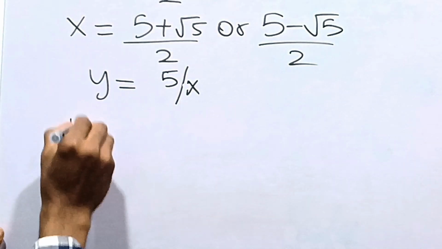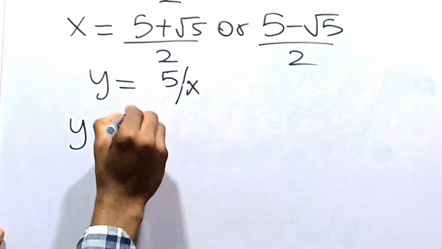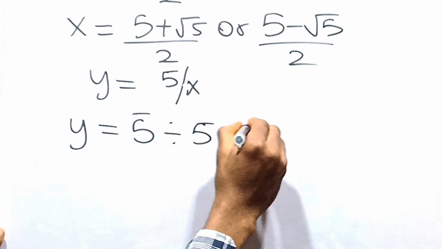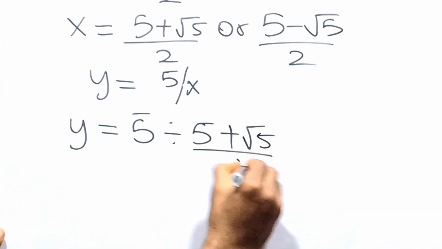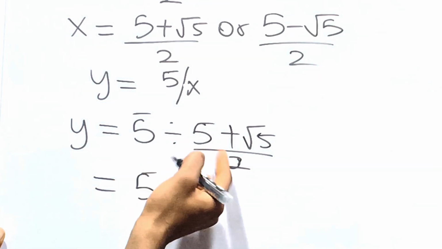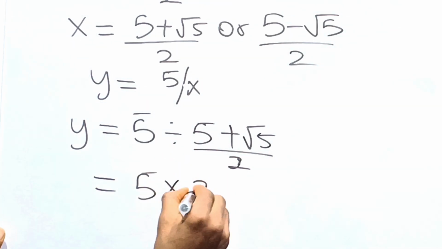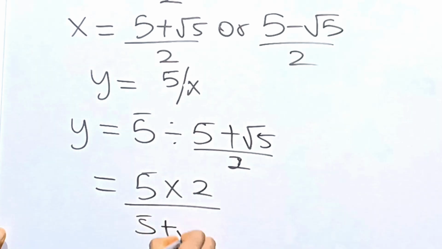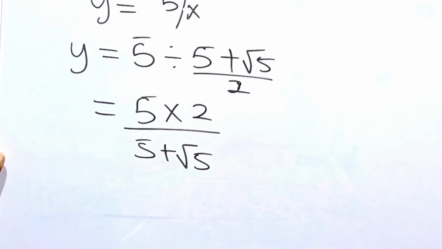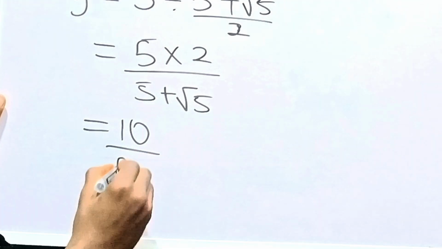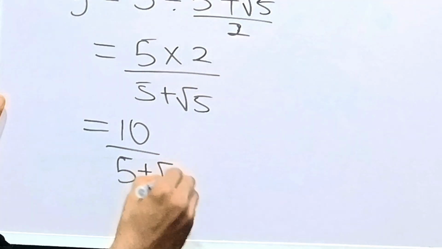So we now have that our y will be equal to 5 divided by 5 plus root of 5 over 2. So now this will be equal to 5, you invert and multiply. So we have multiplied by 2 divided by 5 plus root of 5. 5 times 2 is 10. So we have 10 divided by 5 plus root of 5.